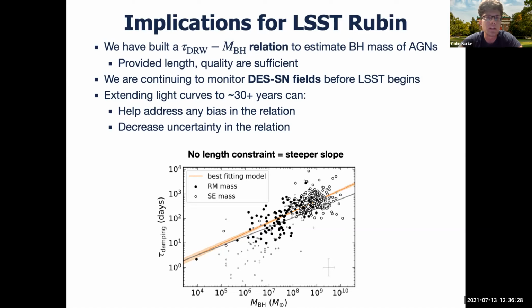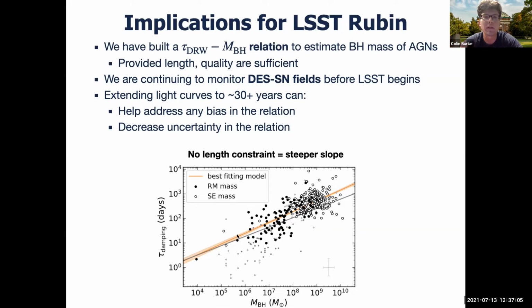So in summary, we think we built a timescale-mass relation to estimate the mass of the black hole in AGNs, provided the length and quality are sufficient. The real benefit of LSST will be the longer light curves, which will allow us to add more data points for the more massive quasars, which have longer characteristic timescales, and you need a longer light curve in order to measure it reliably. So that will allow us to perhaps reduce some of the bias in this relation.